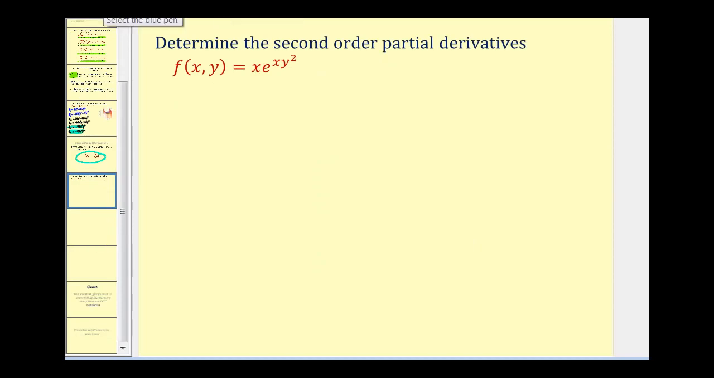We'll start by determining our first order partial derivatives. So the first partial with respect to x is going to require the product rule. So we'll have x times the derivative of e^(xy^2), so we'll have e^(xy^2) times u prime. Treating y as a constant, we'll just get y squared, plus the second times the derivative of the first. That'll just be 1. Let's go ahead and clean this up.